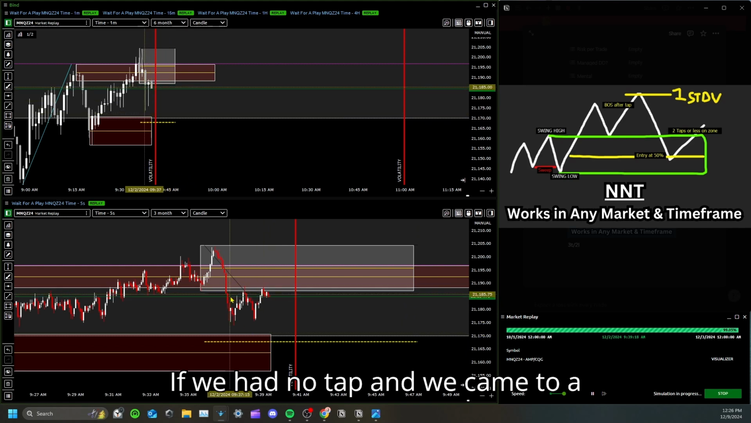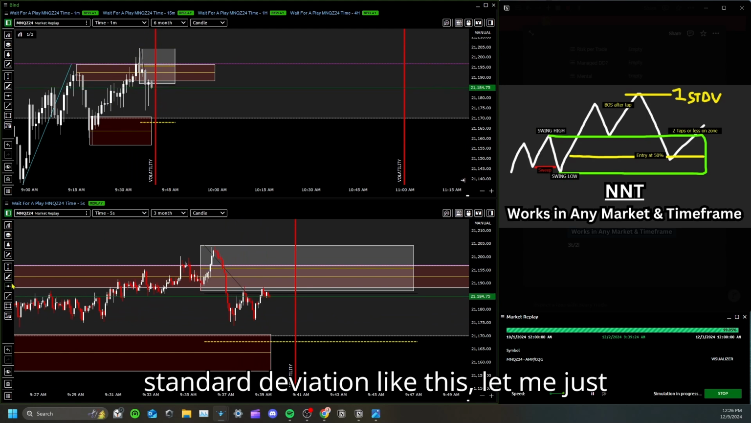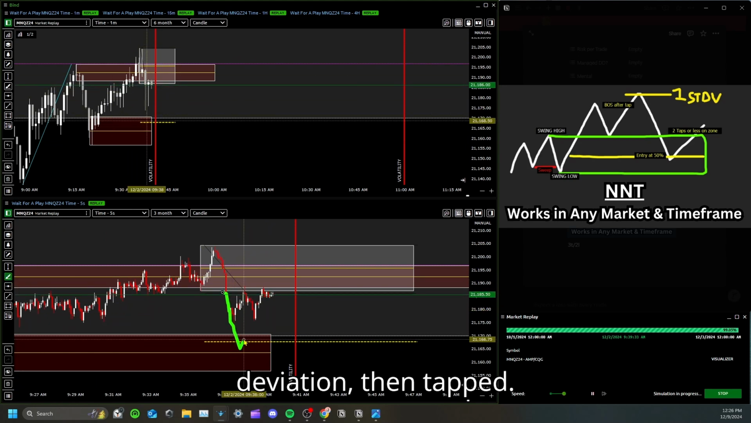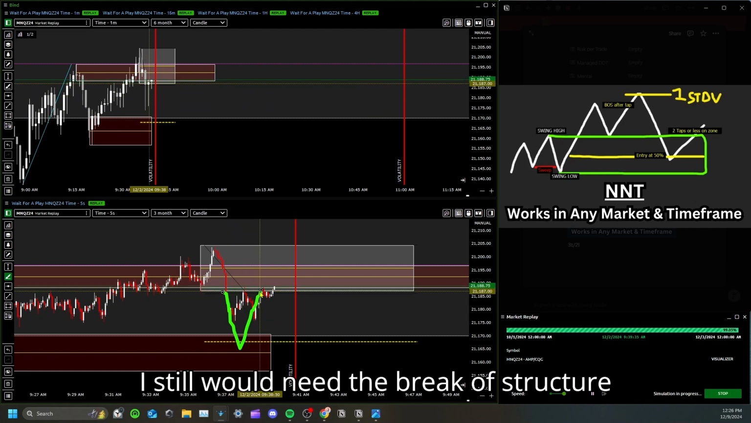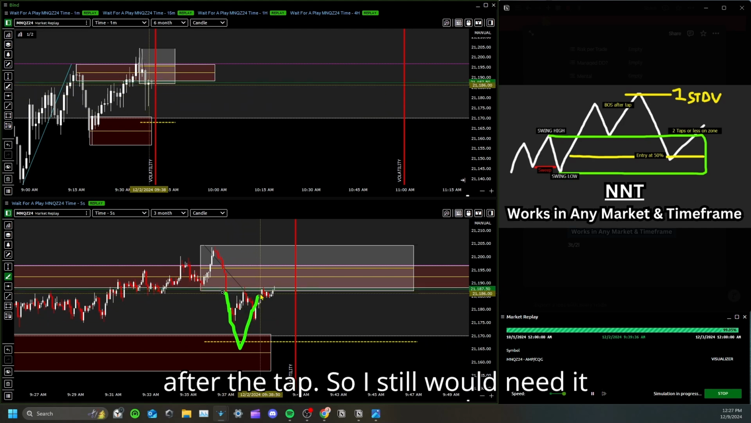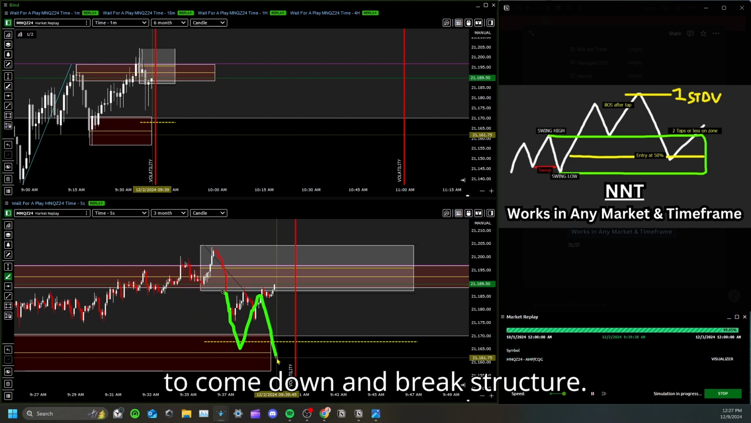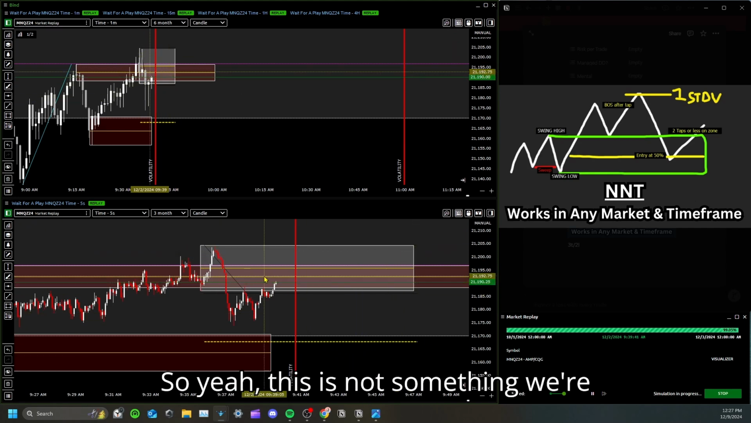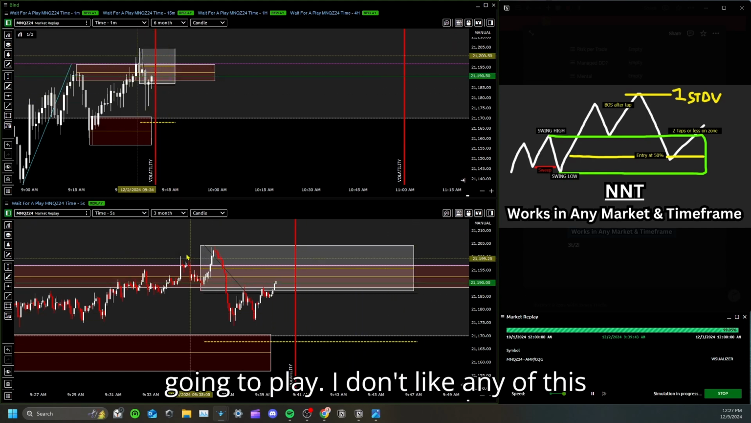If we had no tap and we came to standard deviation like this, let me just show you. So we had no tap, came to standard deviation, then tapped. I still would need the break of structure after the tap. So I still would need it to come down and break structure. So yeah, this is not something we're going to play. I don't like any of this price action here.